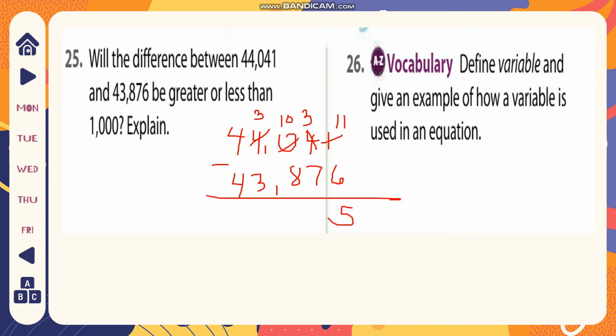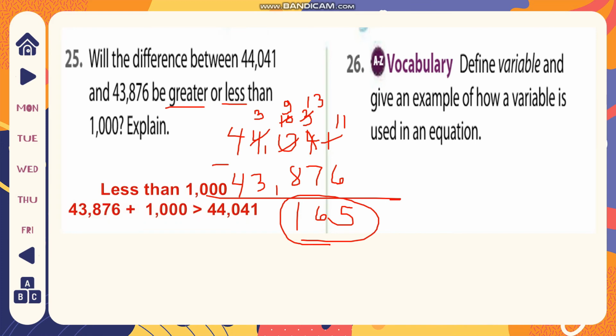So since we need to borrow from 10, so 10 becomes 9 and this 3 becomes 13. So 13 minus 7 is 6. 9 minus 8 is 1. 3 minus 3 is 0. 4 minus 4 is 0. So the difference is 165. So is that greater than or less than 1,000? Of course, the answer is less than 1,000.